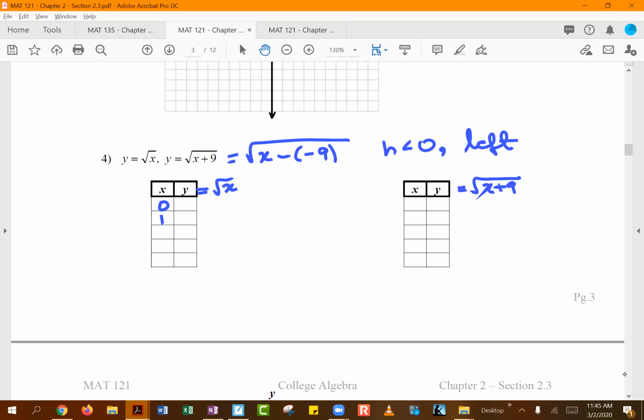Okay, so what would be a next easy number? 4? What else? 9, yeah. Now, technically, you can use 16 next, but you're not going to get it within your graph, right? Because 16, we won't be able to graph it. So that would be our next clean number to use. So square root of 0 is 0. Square root of 1, 1. Square root of 4, and square root of 9. Very good.